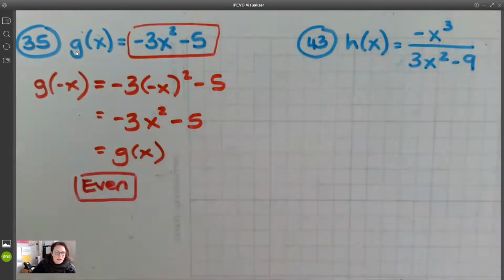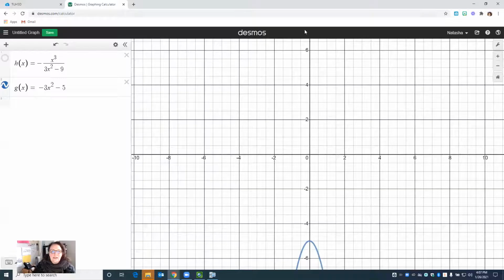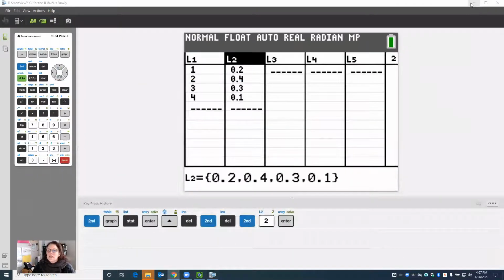is even. If we look at this graphically, this is the function graphed here, and you can see that it's just a parabola. It's upside down, it's shifted down 5 units, and you can see that it is symmetric across the y-axis.